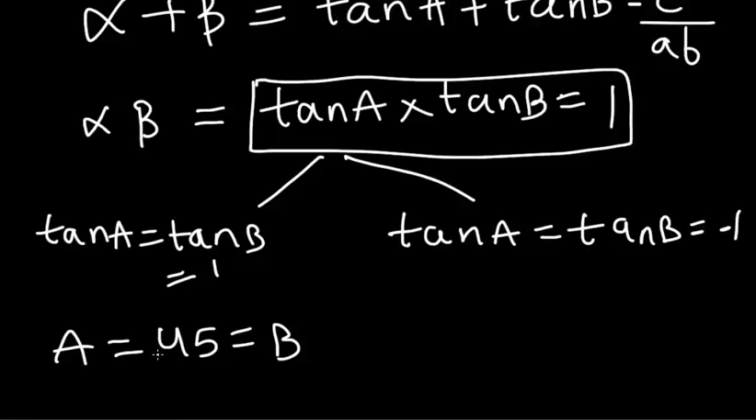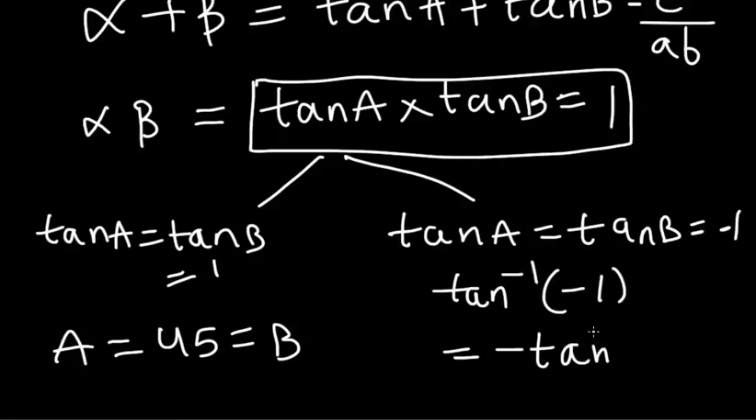And if you think about this, since we are dealing with a triangle, if we know that A and B are 45 degrees each, the third has to be 90 degrees, right? So this is the first possibility. In this, if we take the tan inverse of -1, this is equal to minus tan inverse of 1, which is minus 45 degrees. So since it doesn't make sense in the context of triangles, we are just going to go with the 45 degree case.